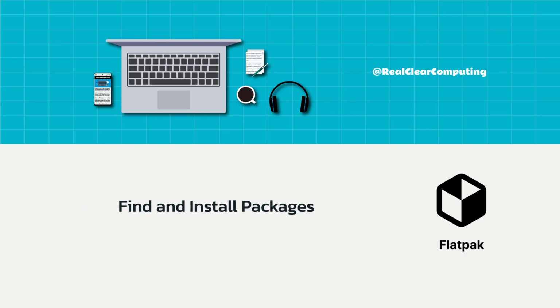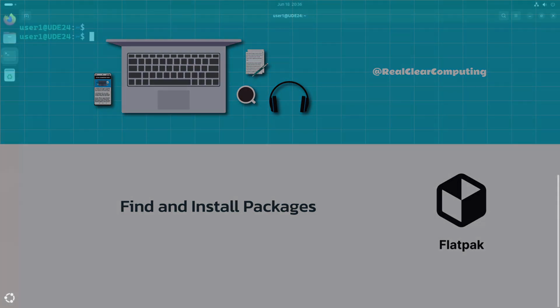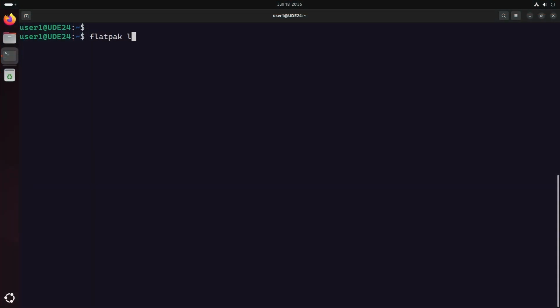Now let's see how to install packages using Flatpak. First, we'll run the Flatpak list command. This shows you the packages that are already installed on your computer. This computer doesn't have any Flatpak packages yet, so let's install one. But first we need to find the ID of the app we want to install. For that, we use the Flatpak search command.